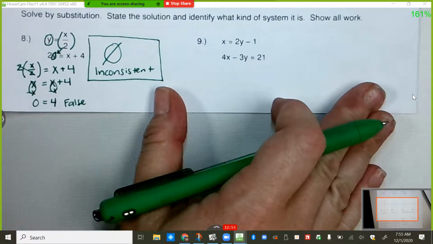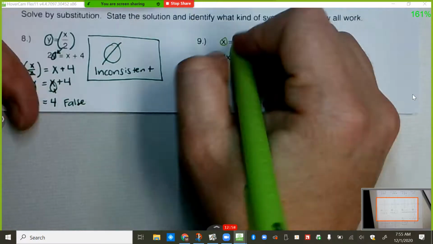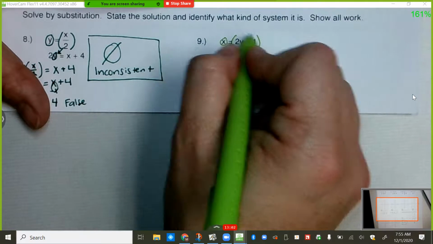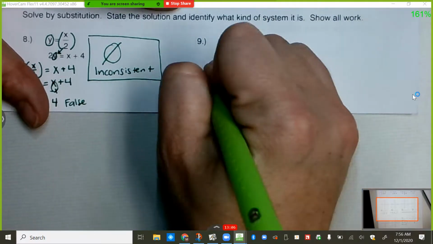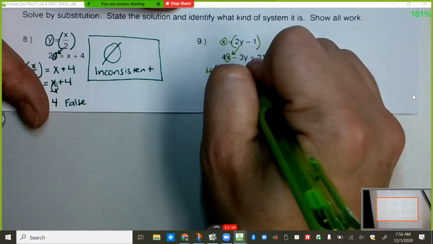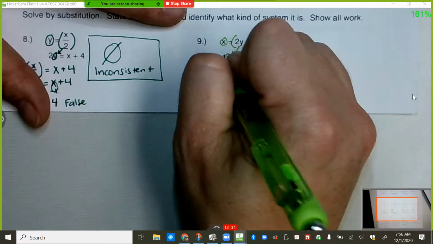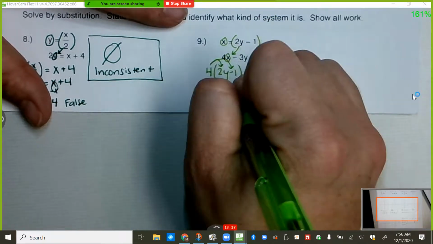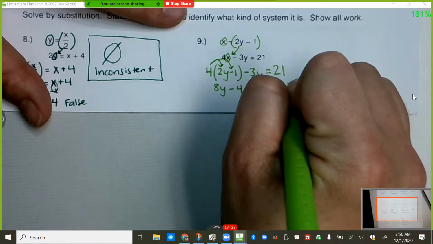Okay, and this next one, I get x is my substitute, 2y minus 1 is my substitute, so I'm going to replace x with my substitute, and I get 4 times 2y minus 1 minus 3y equals 21. 4 times 2y is 8y. 4 times -1 is -4. Bring down your minus 3y equals 21.